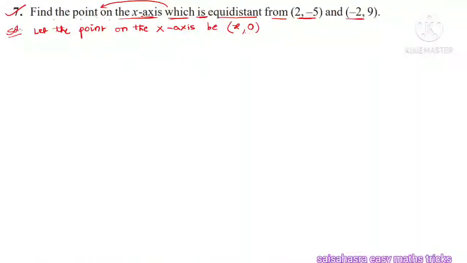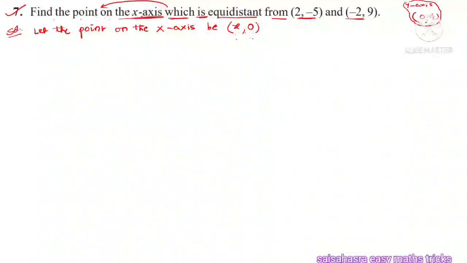Suppose instead of x-axis, y-axis is given, so we will write on the y-axis x coordinate 0 and y coordinate might be any number, so that is 0 comma y. This is for your extra knowledge purpose, I am telling. This is not related to this question. This question is related to x-axis only, so the point will be x comma 0.